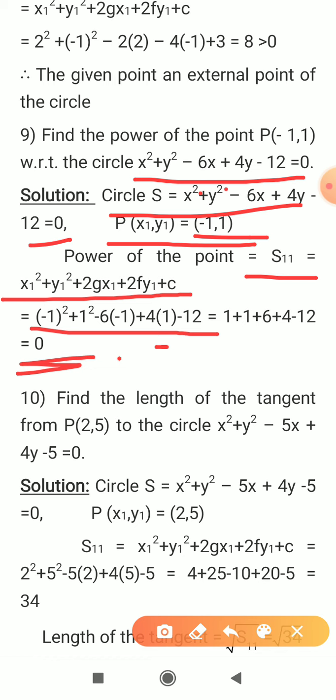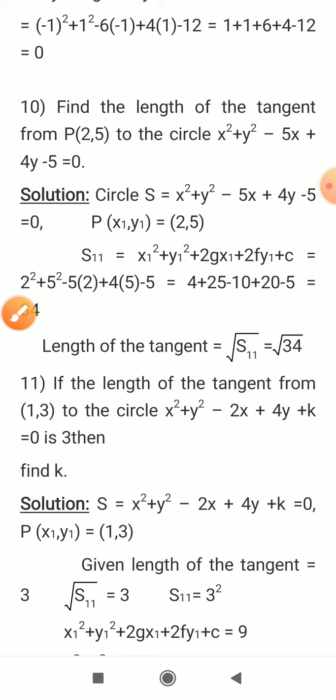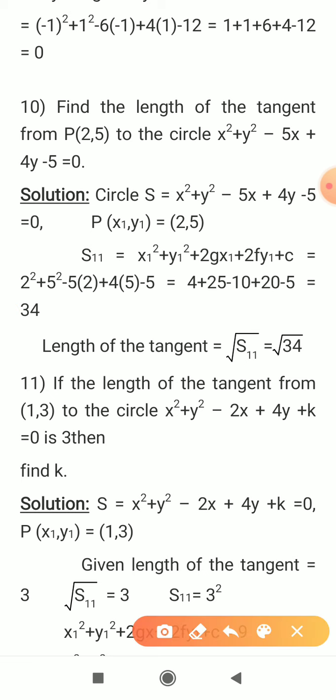Next one: find the length of the tangent from P(2, 5) to the circle x square plus y square minus 5x plus 4y minus 5 is equal to 0. This is the length of the tangent from (2, 5). So first of all, write the given equation of the circle as S. Given point is (x1, y1). You know the length of the tangent is root S11.